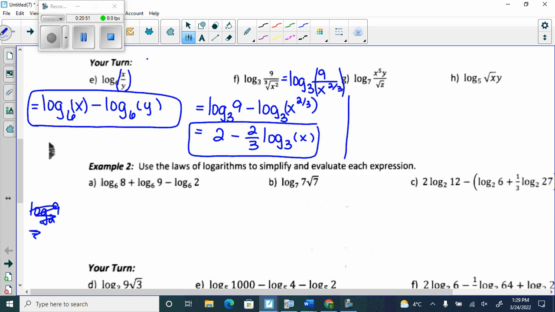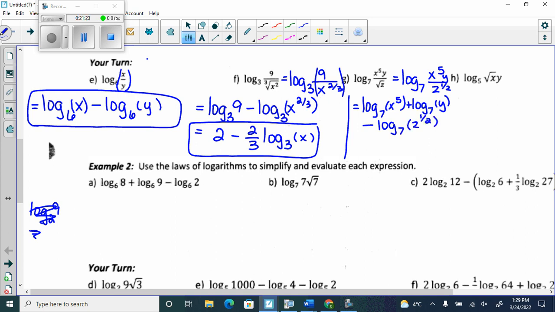The next one, that z is to a half. So this is the same as saying log base 7 of x to the 5 y over z to the half. So we're going to get log base 7 x to the 5, and then plus log base 7 of y, and then technically minus log base 7 of z to the half.